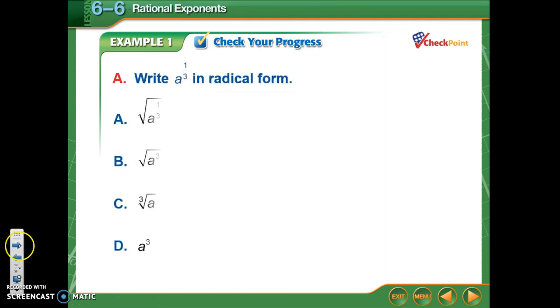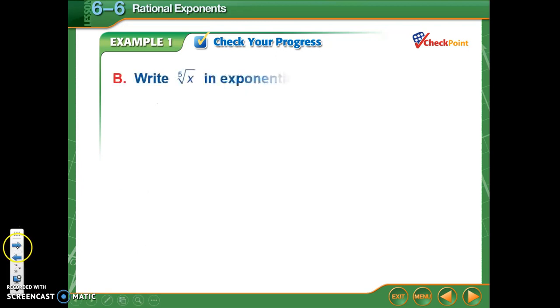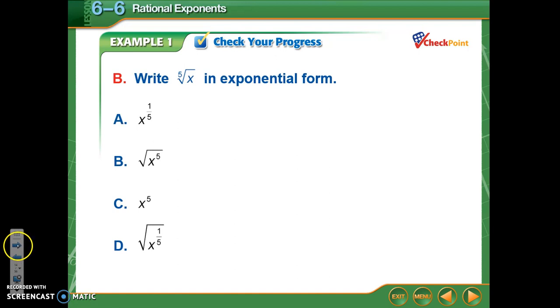All right, you guys try this one. All right, the answer here is C, the cube root of a. And try this one, the 5th root of x. All right, in exponential form, that's x to the 1/5.